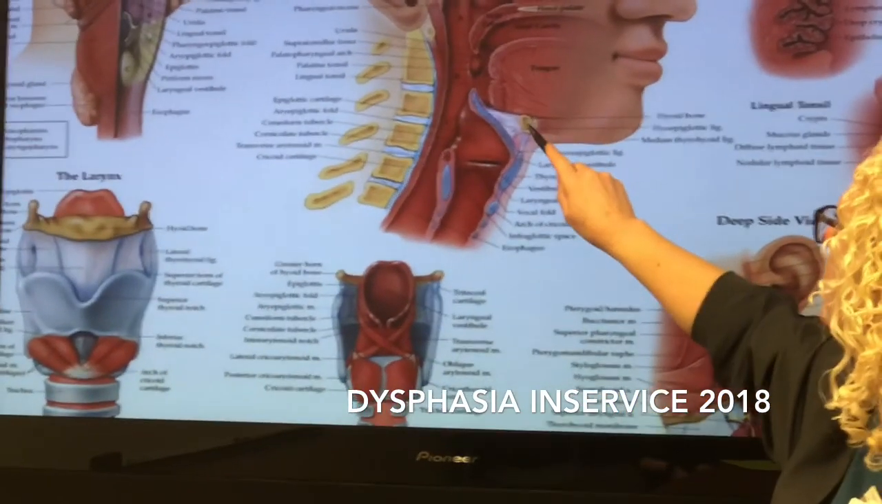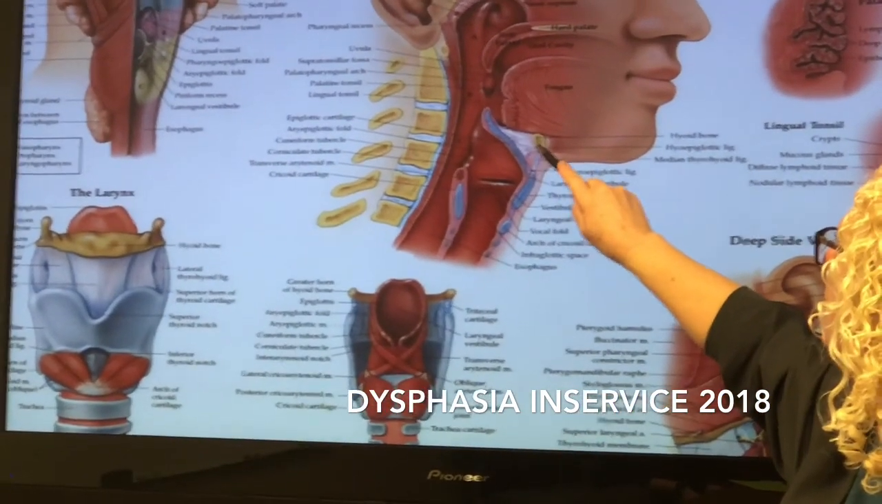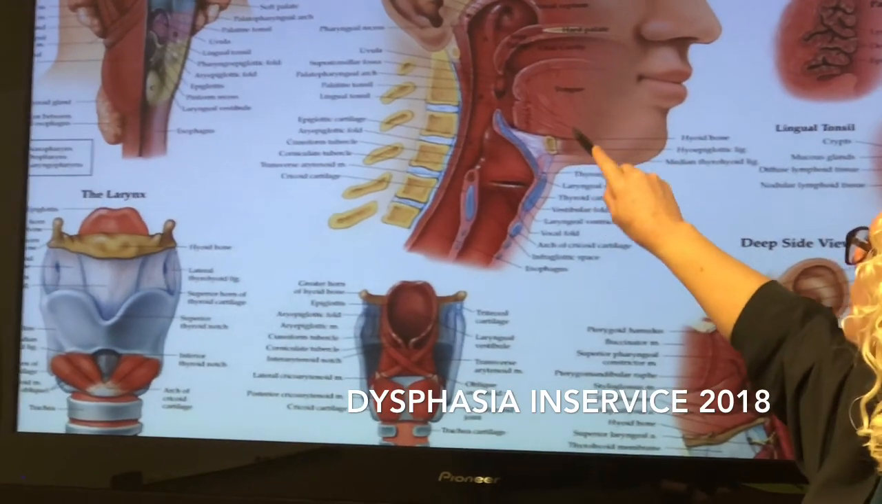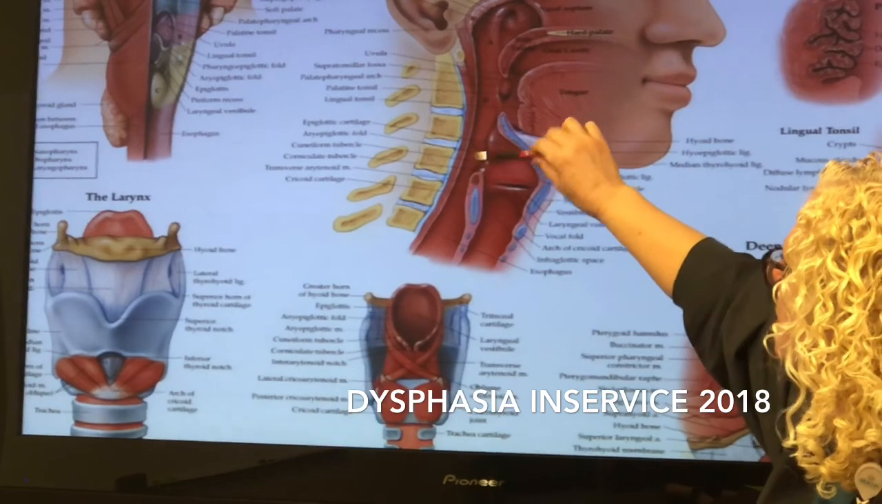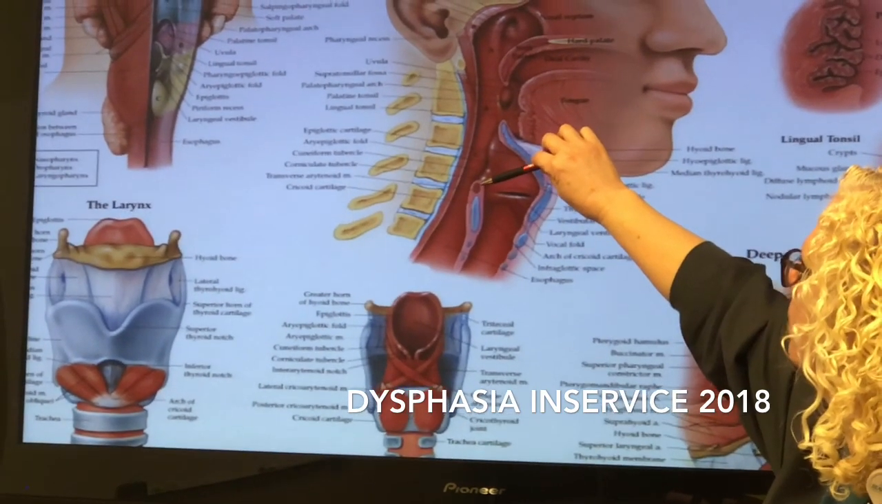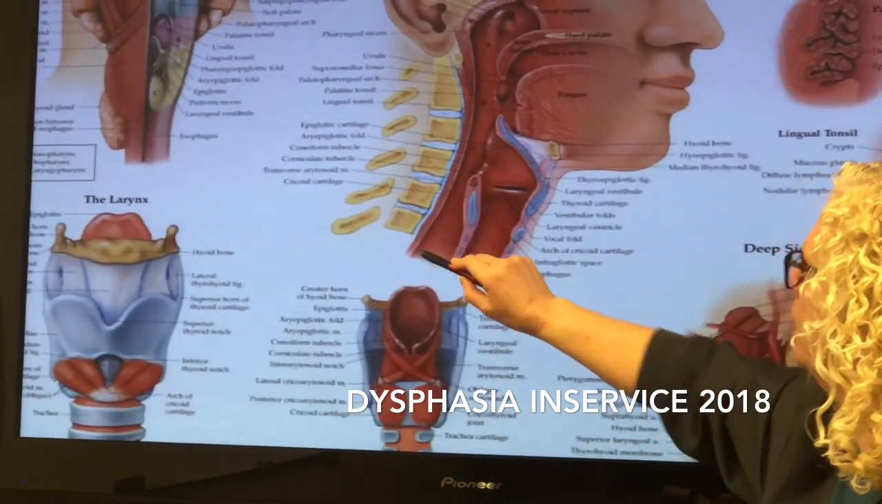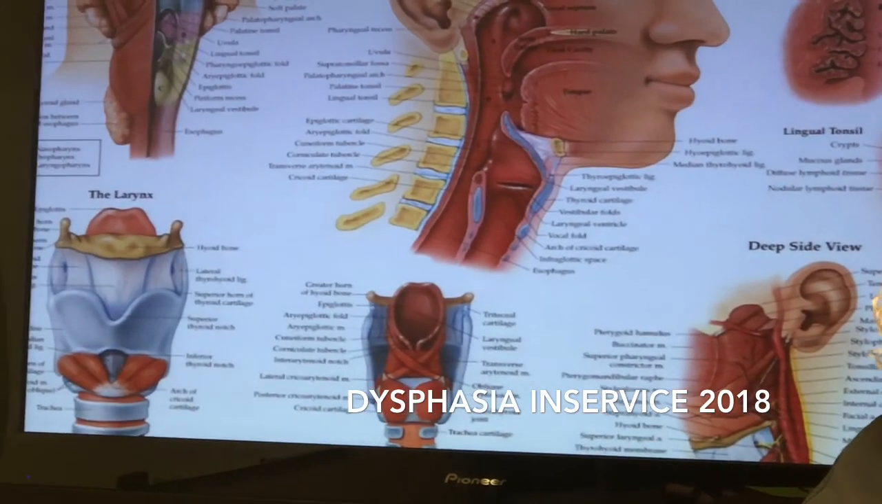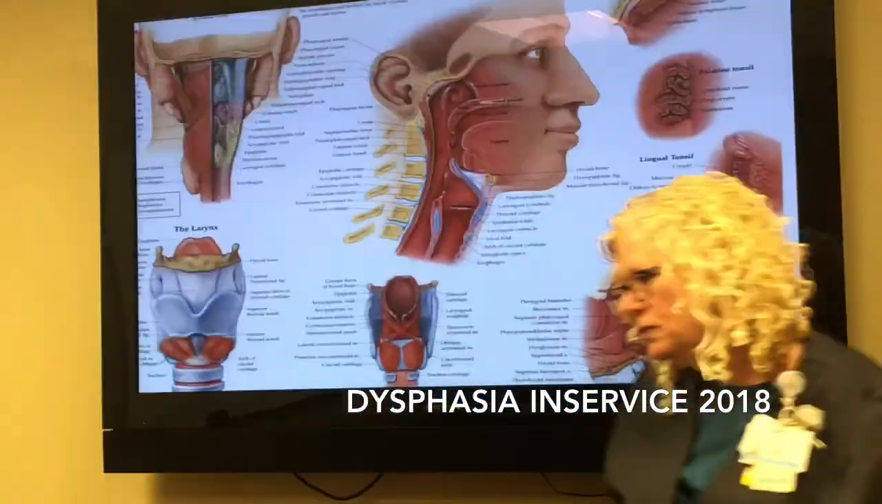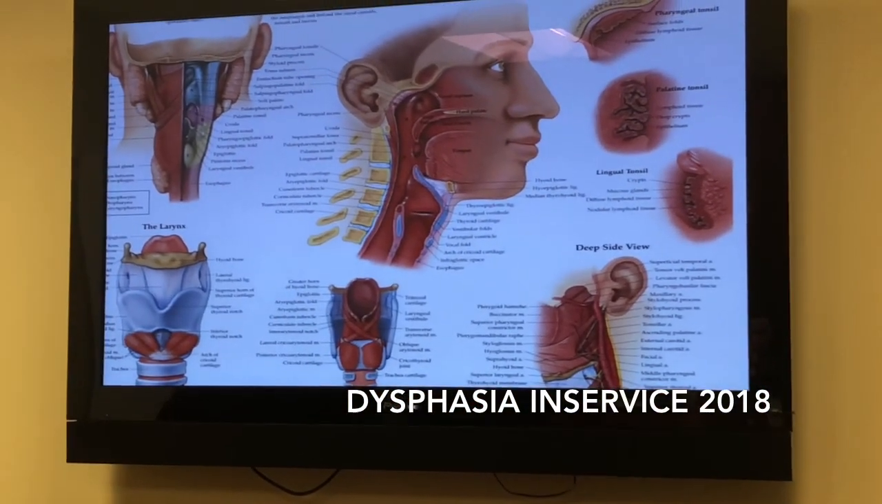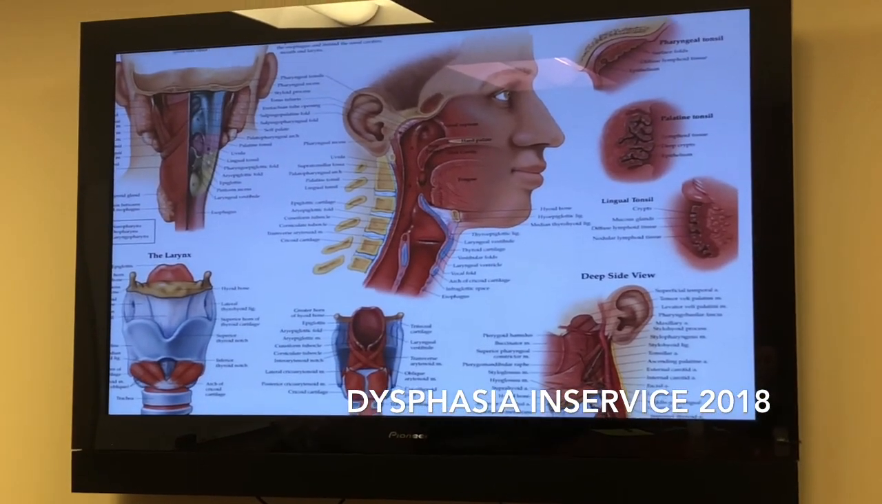So when you swallow, your hyoid goes up and forward in this motion, and your epiglottis will come down and meet your arytenoids here and protect your airway, and the food and liquid will go down the esophagus and hopefully not into your lungs. So that's just a quick peek at the anatomy of the swallow.